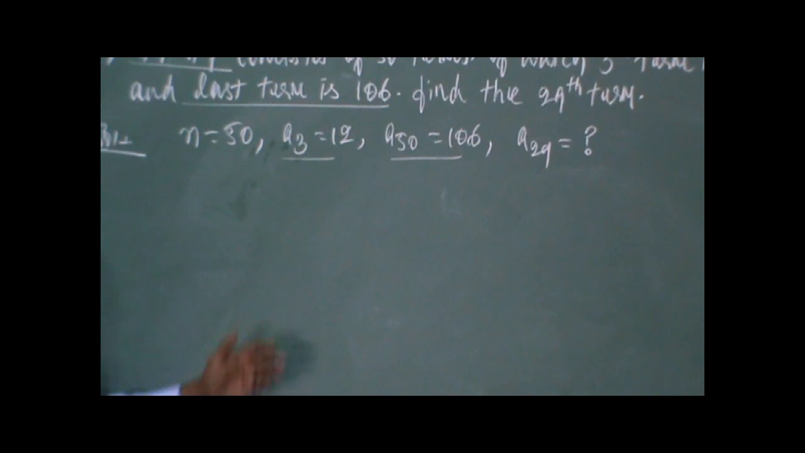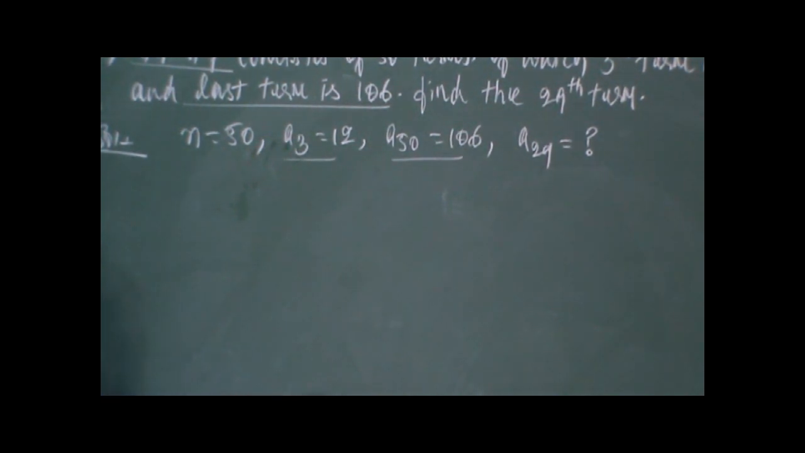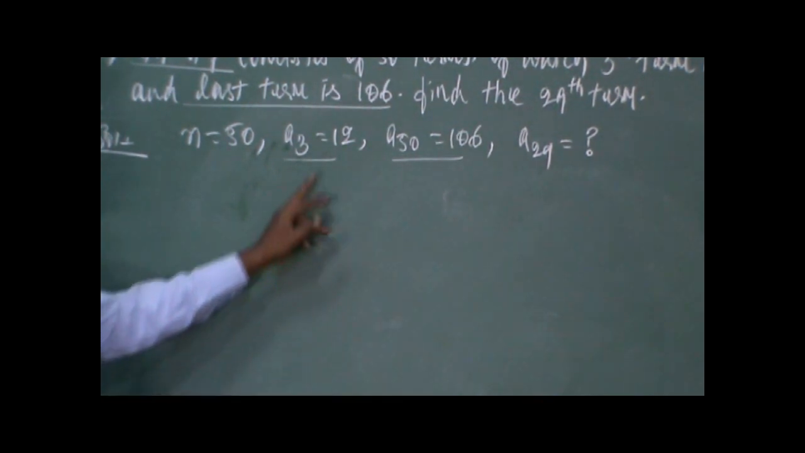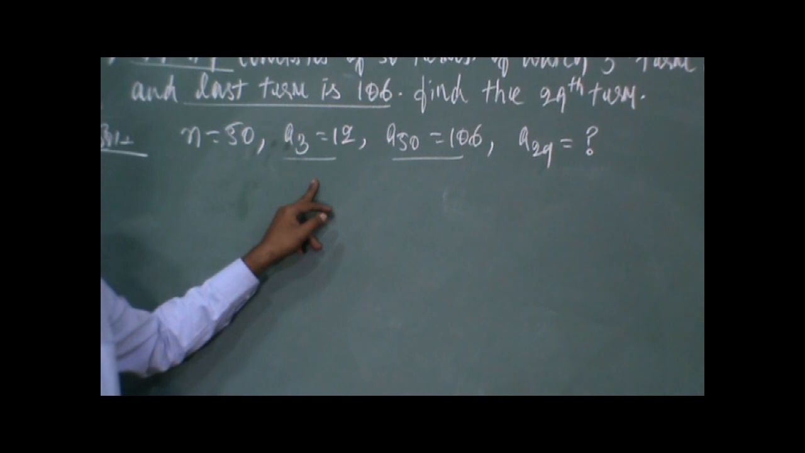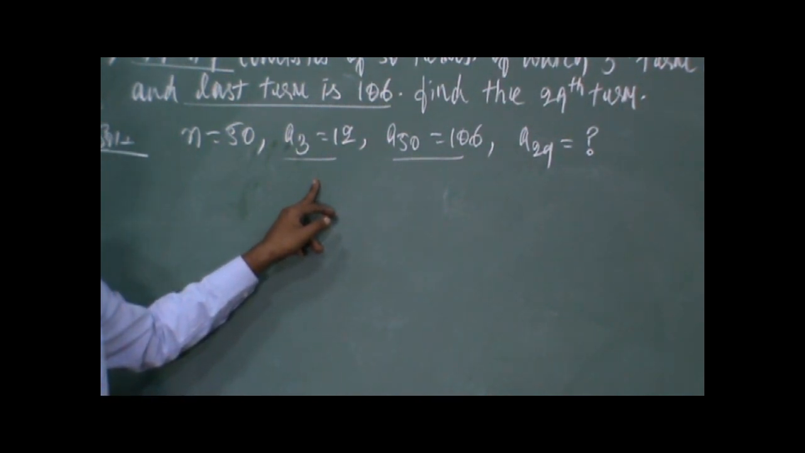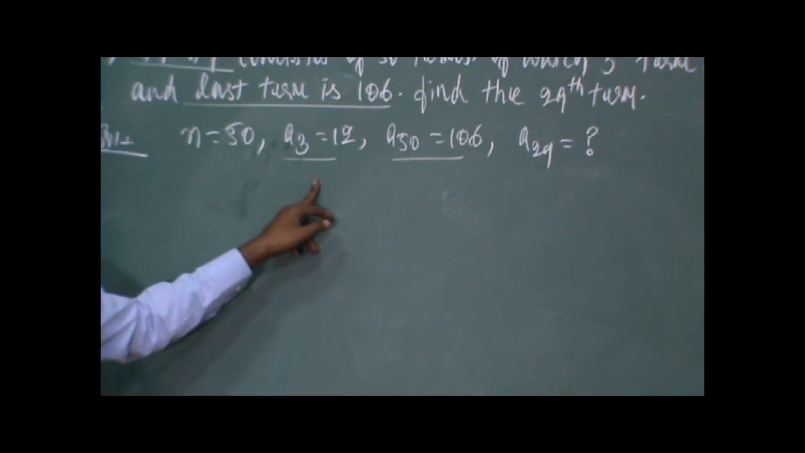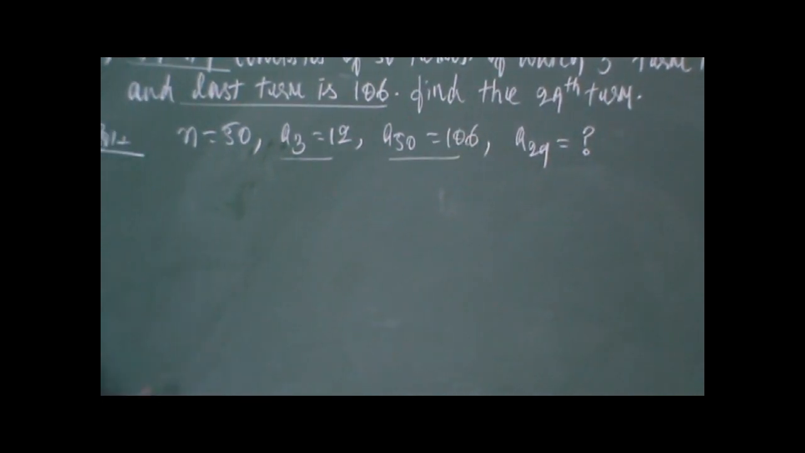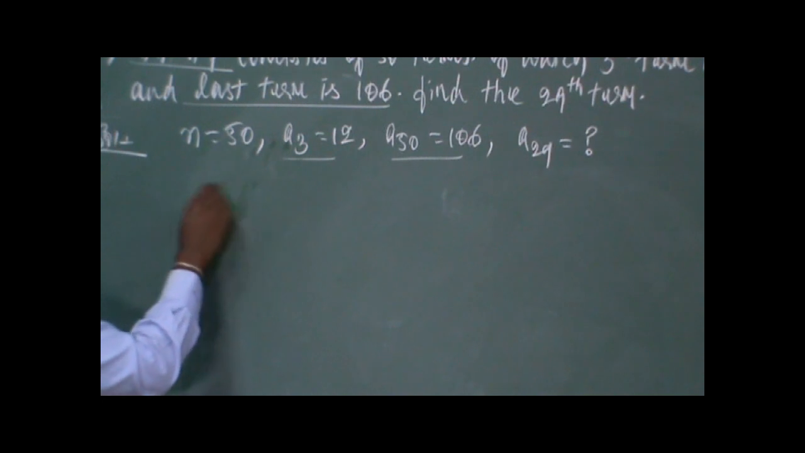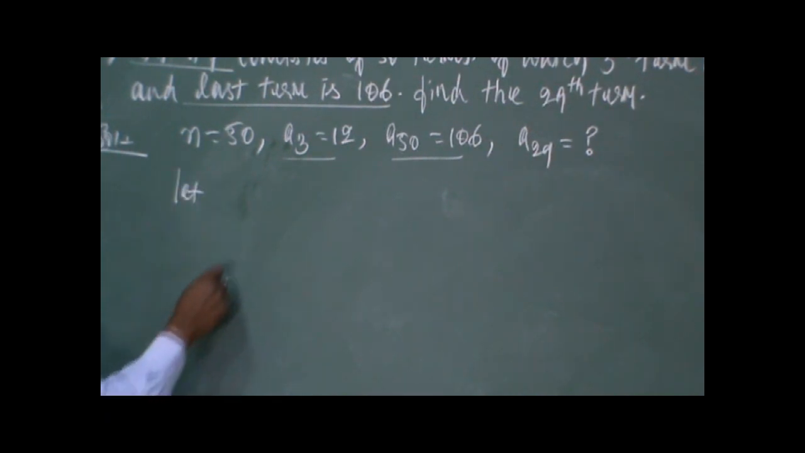So using the formula D is equal to AP minus AQ by P minus Q, we will find out the value of D. So we will take the value of D and substitute that in any one of the terms so that we can get the value of A. So using the value of A and D, we will reach the 29th term. So this is the background. So first, let us apply the formula.